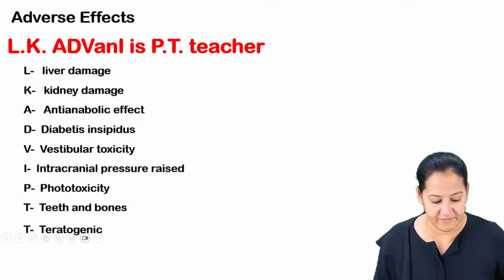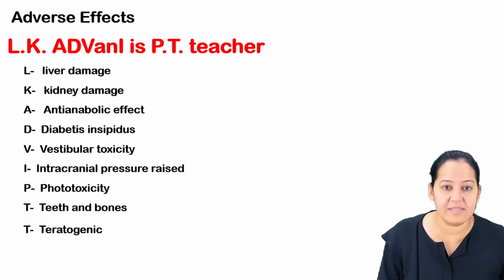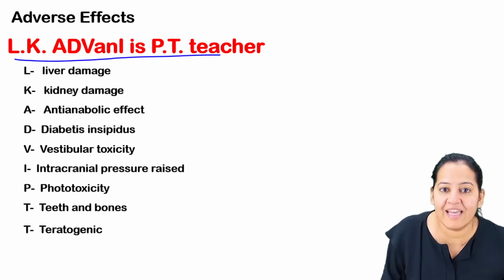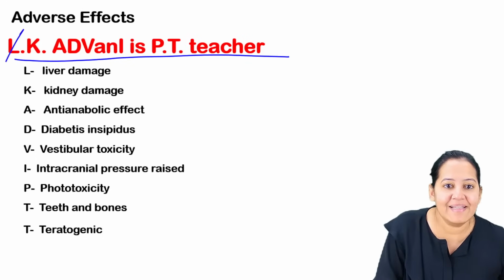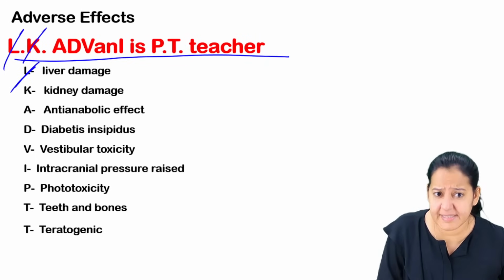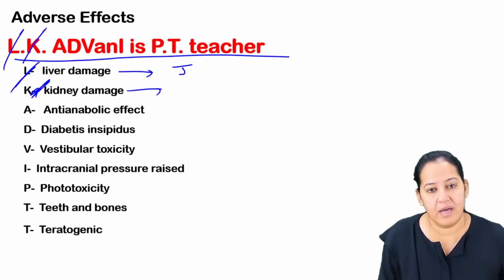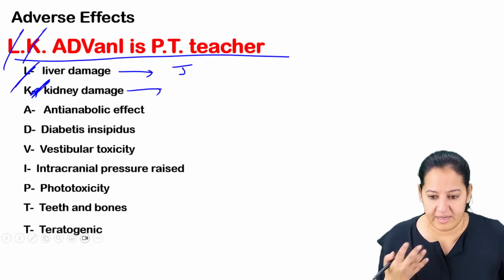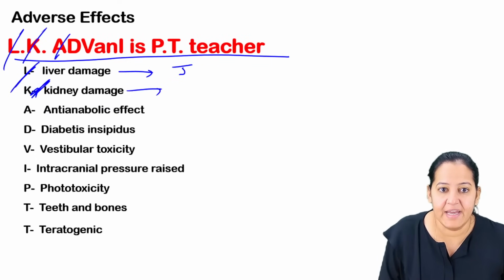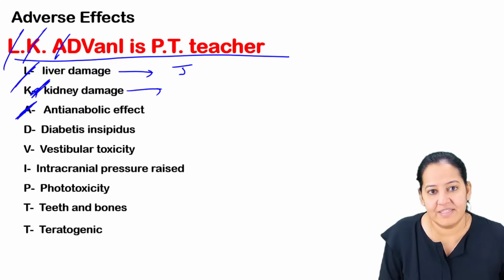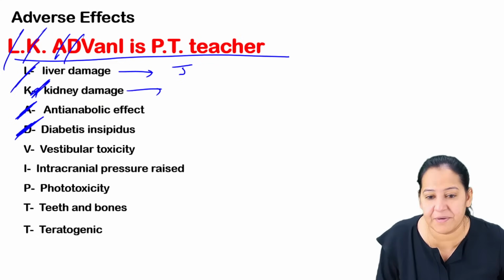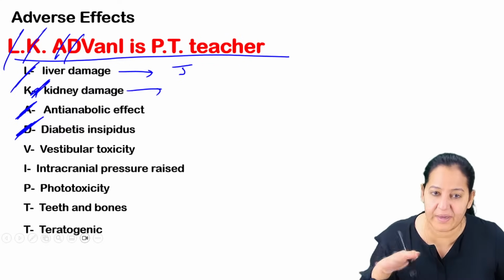Coming on the adverse effects. I'm having a mnemonic for the adverse effect. The mnemonic is L.K. Advani is PT teacher. L stands for liver damage, K stands for kidney damage. Liver damage, they cause jaundice. Kidney damage, they cause nephritis. A, they cause anti-anabolic effects, okay? D, they cause diabetes insipidus, not mellitus. Diabetes insipidus, patient has frequent urination.